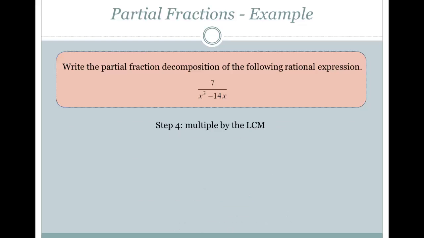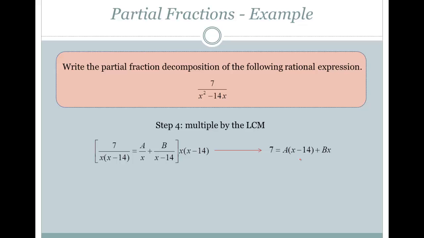Step four, multiply by the least common denominator. In this situation, my least common denominator is x times x minus 14. If I multiply that through, the left-hand side is left with 7. Then I have A over x times x minus 14. The x terms cancel, and I'm left with A times x minus 14. And I'm left with B times x, because the x minus 14 terms cancel. Now the goal is to solve for A and B.